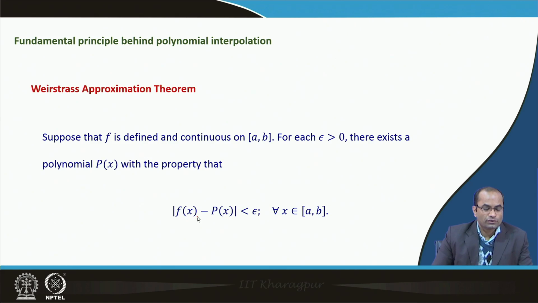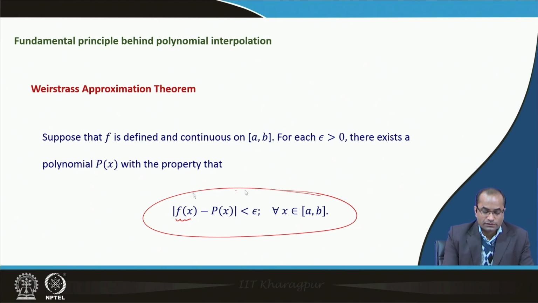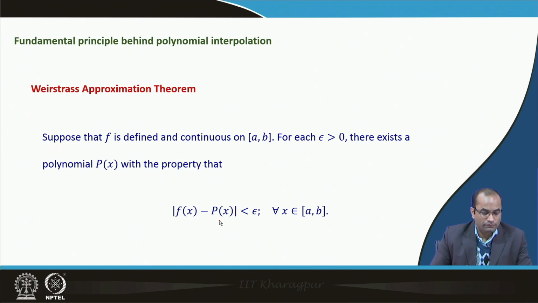So, that is the base of this interpolation, or of having a polynomial approximation of a given function, because this theorem says that for any given function which is continuous, we can find a polynomial with as good accuracy as we want. And based on this Weierstrass approximation theorem, we will derive the polynomials corresponding to a given function.